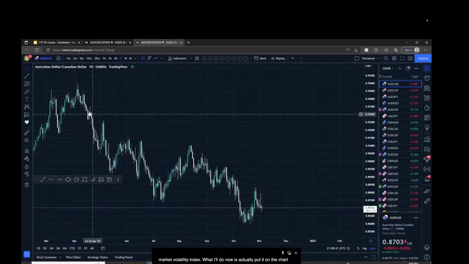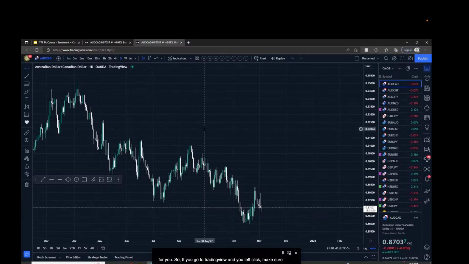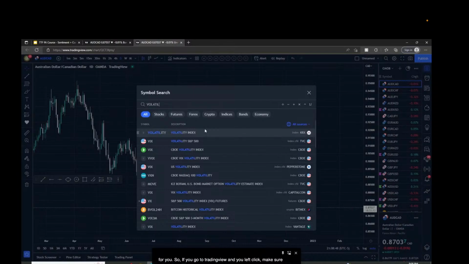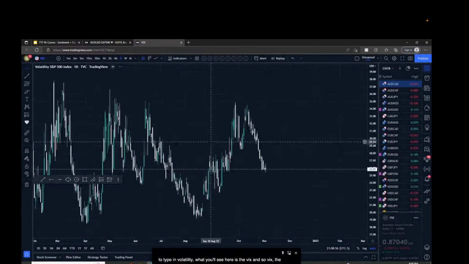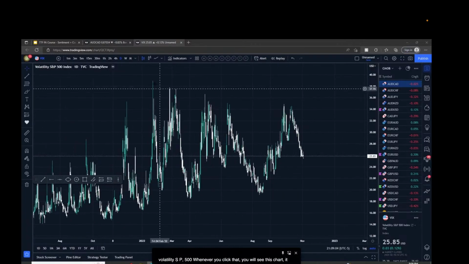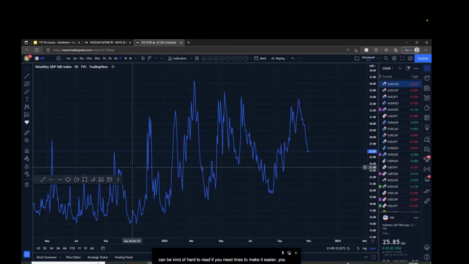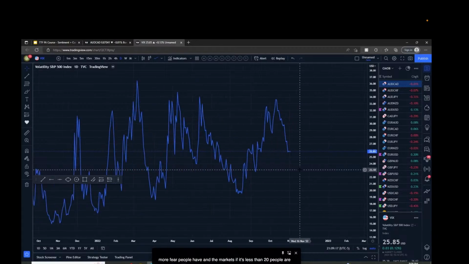So if you go to TradingView and you left click, make sure you're selecting the chart, and you simply type in volatility. You start to type in volatility. What you'll see here is the VIX, the Volatility S&P 500. Whenever you click that, you will see this chart. It can be kind of hard to read. If you need lines to make it easier, you can use lines. But basically with the VIX, the higher it is, the more fear people have in the markets. If it's less than 20, people are complacent. They're chilling. But the majority of the time it stays above 20.